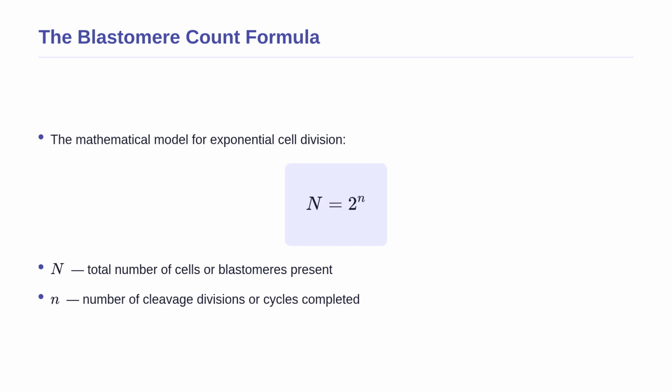The capital N represents the total number of cells, or blastomeres, currently present in the embryo. The lowercase n represents the number of cleavage divisions, or cycles, that have occurred since fertilization. The base number is 2 simply because one cell splits into 2. Physically, this means that as the number of division cycles increases, the total cell count doubles every single time, growing exponentially. A small increase in n leads to a massive explosion in N.